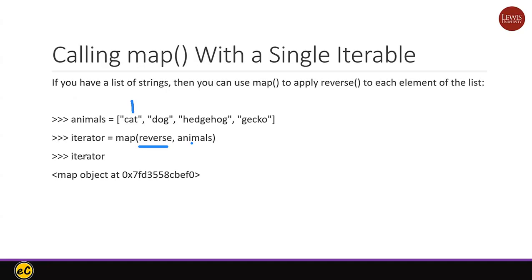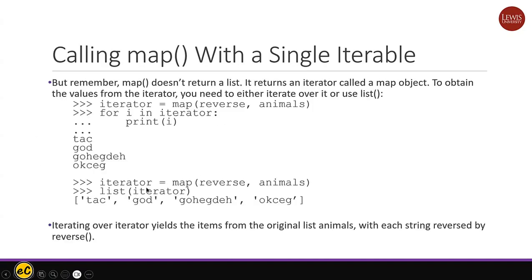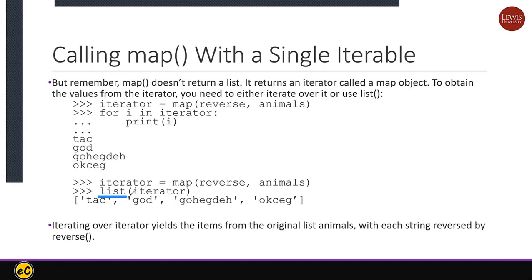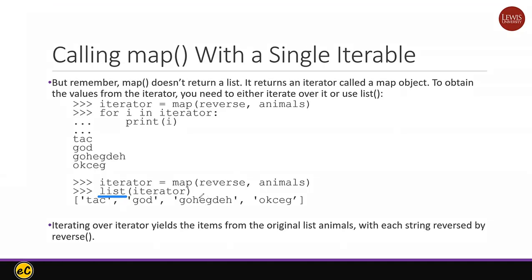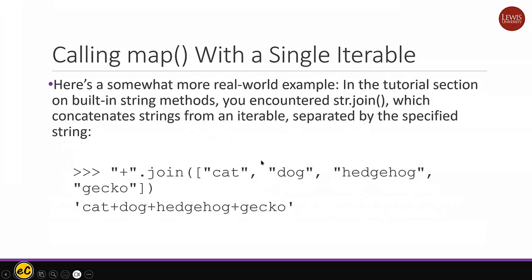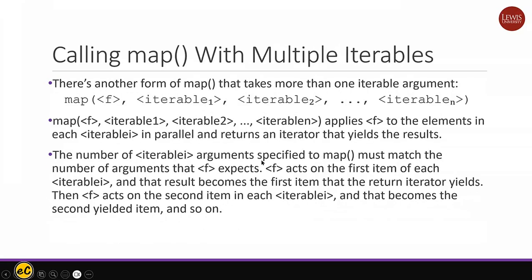You actually have the iterator. It's a map object, and you need to convert it back to a list. Okay, a map object. Sometimes you cannot see the content. You have to convert it to a list or tuple. Then this can be printed. But every data will be reversed. Okay, this one I think okay.